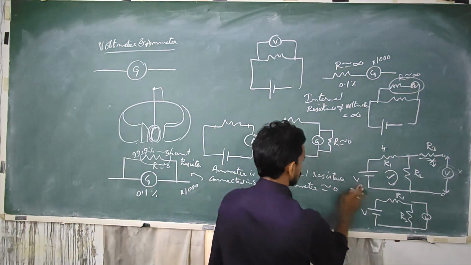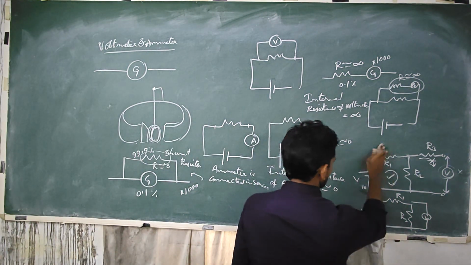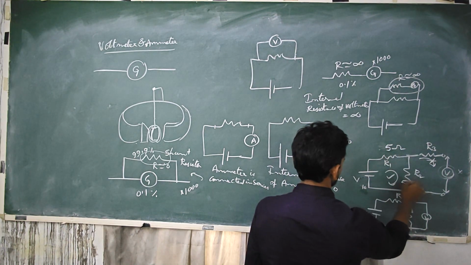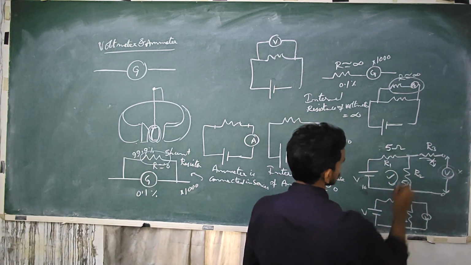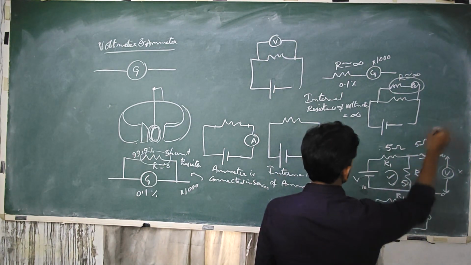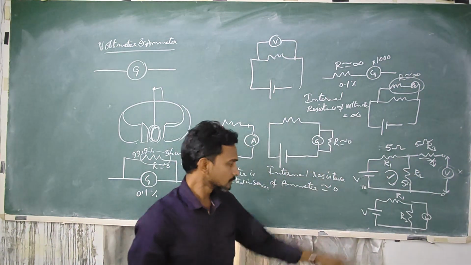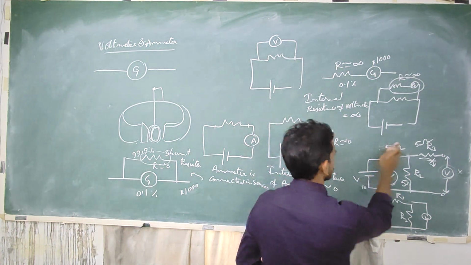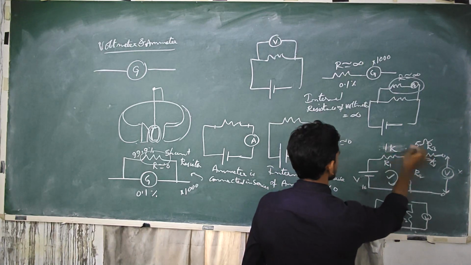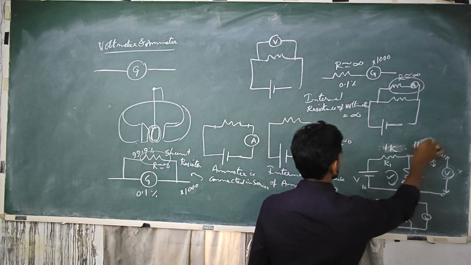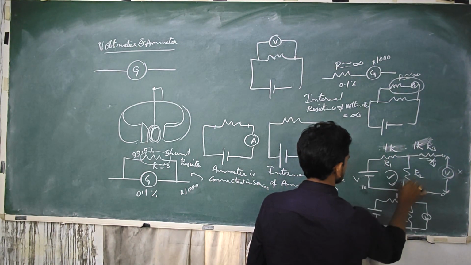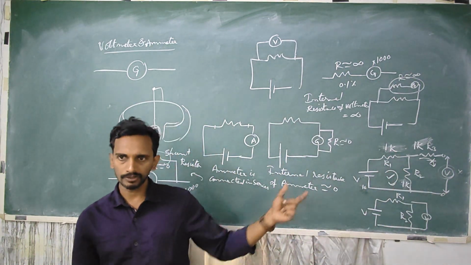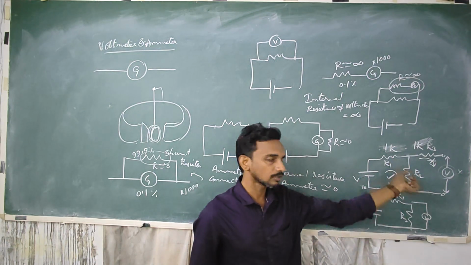So take this as 10 volts and this is 5 ohms, 5 ohms, 5 ohms. So if these two are equal, let's say, otherwise 1 kilo, take 1 kilo, all are 1 kilo ohms. So if R1 and R2 are equal, we should get half of the voltage drop at R1, remaining half at R2.